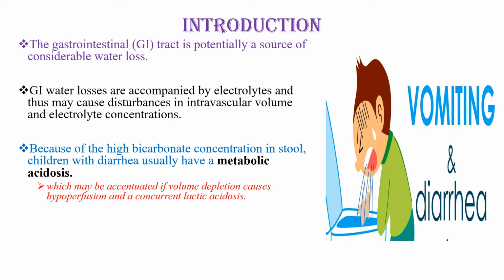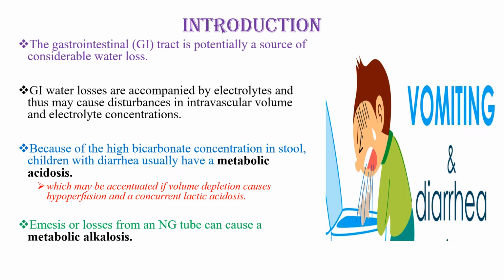Because of the high bicarbonate concentration in stool, children with diarrhea usually have metabolic acidosis, which might be accentuated if volume depletion causes hypoperfusion and a concurrent lactic acidosis. Emesis or losses from NG tube can cause a metabolic alkalosis.